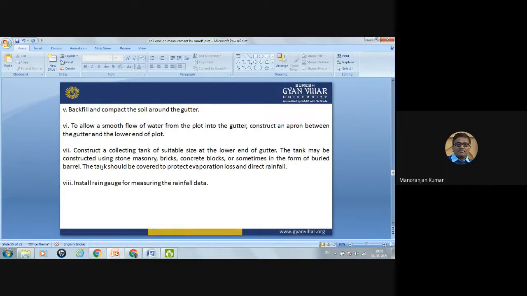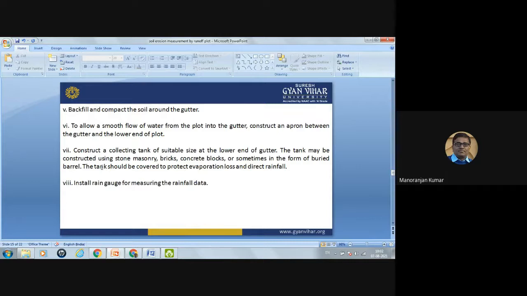Fifth point, you should take into consideration the backfill and compact the soil around the gutter. Sixth, to allow a smooth flow of water from the plot into the gutter, construct an apron between the gutter and the lower end of the plot.